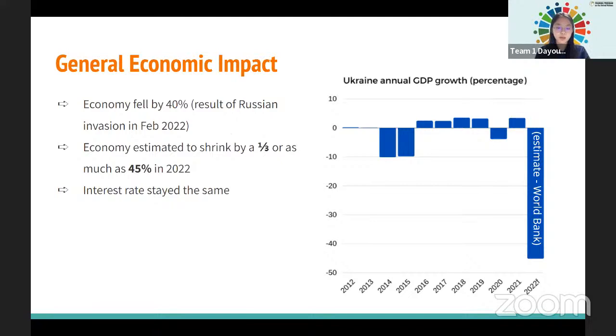Moving on to general economic impacts, war was undeniably a threat to the economy, as Ukraine's economy fell by approximately 40% as a result of Russia's invasion in February.